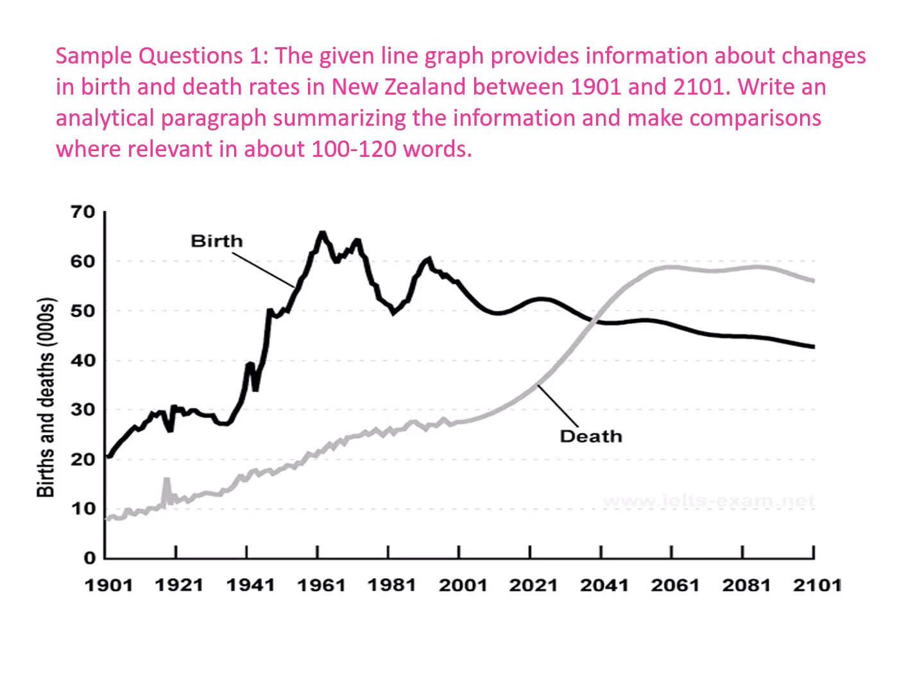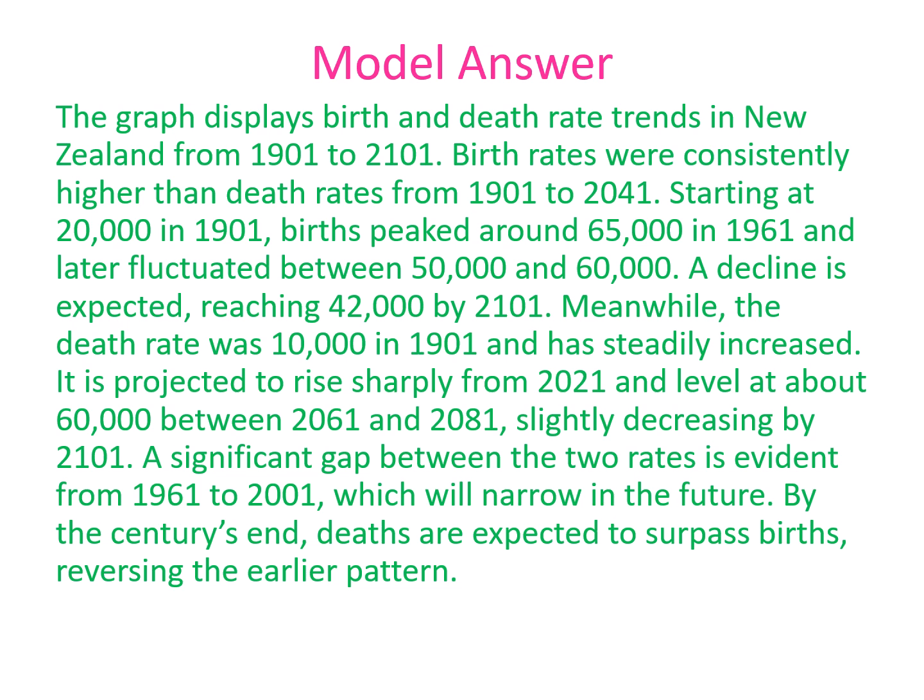Sample question 1. The given line graph provides information about changes in birth and death rates in New Zealand between 1901 and 2101. Write an analytical paragraph summarizing the information and make comparisons where relevant in about 100 to 120 words. Model answer. The graph displays birth and death rate trends in New Zealand from 1901 to 2101.